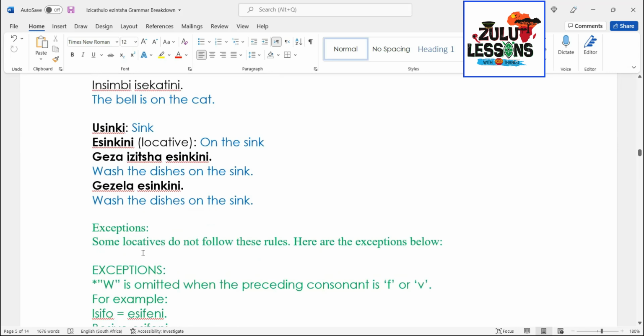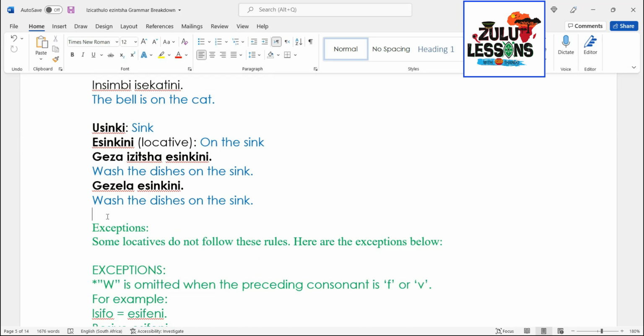Usinki, usinki is the sink. It is a borrowed word from English. As you see here, sink in that word, but I'm saying it in isiZulu. We borrowed it, just like in English you borrow the word spaghetti, for example, from Italian. So, esinkini is a locative, meaning on the sink and in the sink.